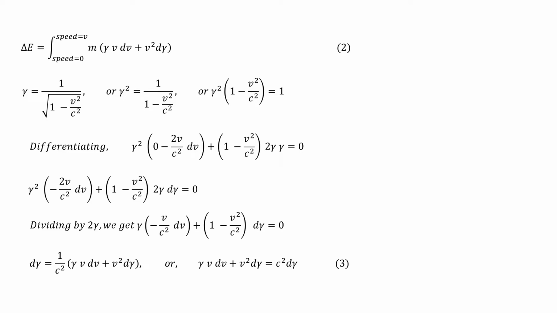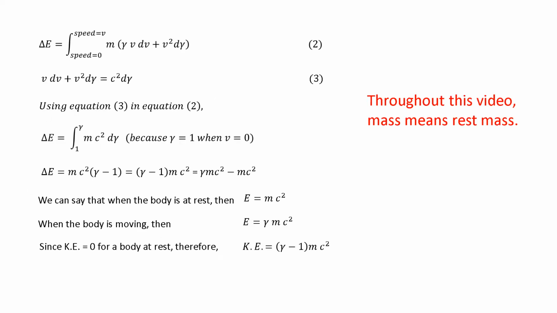Then we divide both sides by 2 gamma. After that we take d gamma on the left hand side and other terms on the right hand side. On the right hand side, 1 by c square we take as a common factor. Then we multiply both sides by c square. We get gamma v dv plus v square d gamma equals c square d gamma. Let us call this equation 3. I have written equations 2 and 3 here. Use equation 3 in equation 2.